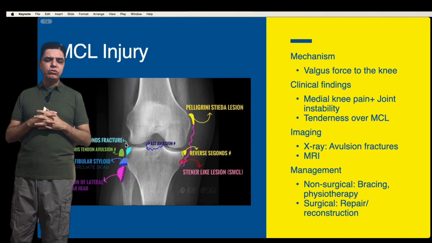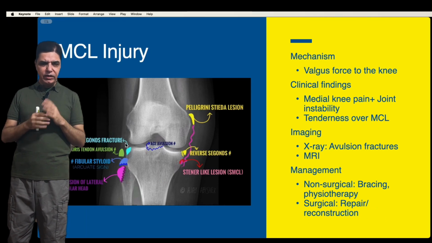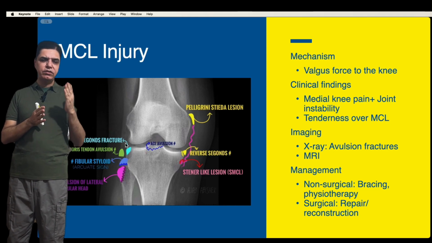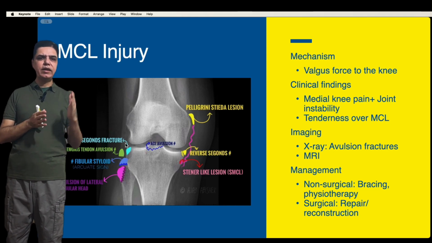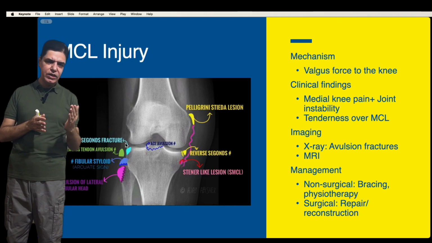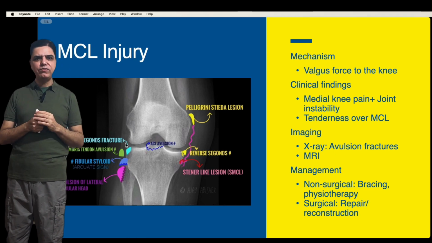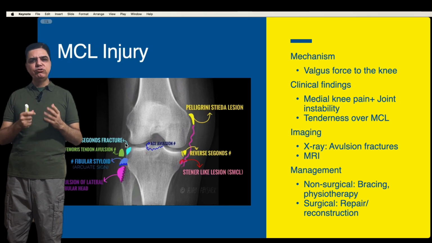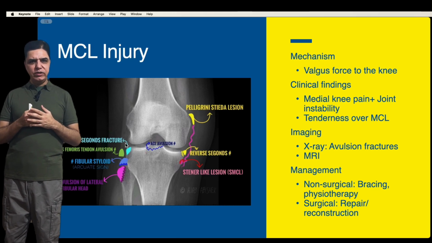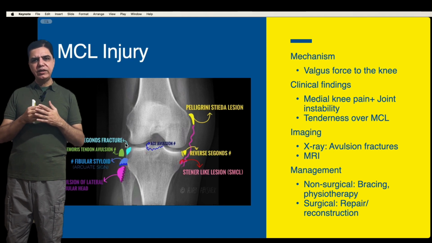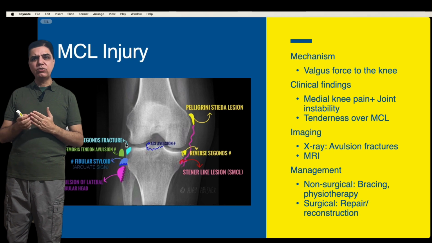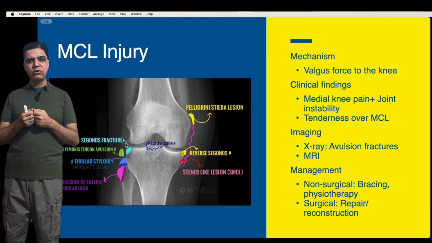Now coming down to the medial and lateral collateral ligaments. The medial collateral ligament is on the medial side of the knee and attaches the femur to the medial side of the tibia, and the lateral one attaches the lateral side of the femur to the lateral side of the fibula. Medial collateral ligament injury is usually caused by valgus force to the knee. So if there is a valgus force, toward the outside, that would lead to stretching of the medial collateral ligament, and some of the fibers can tear.